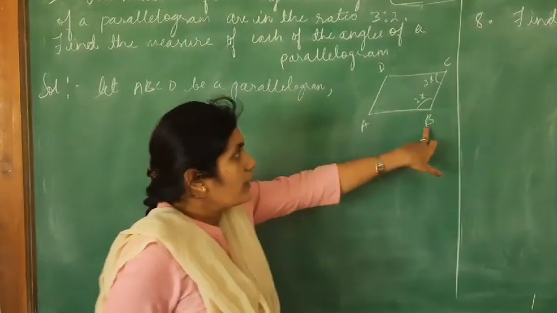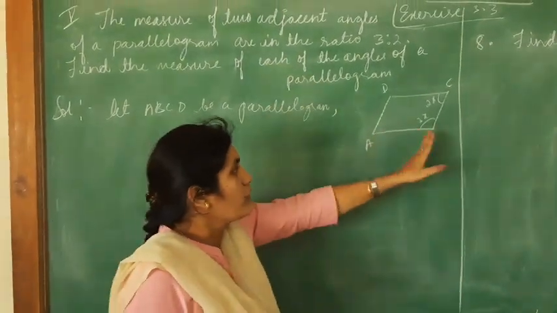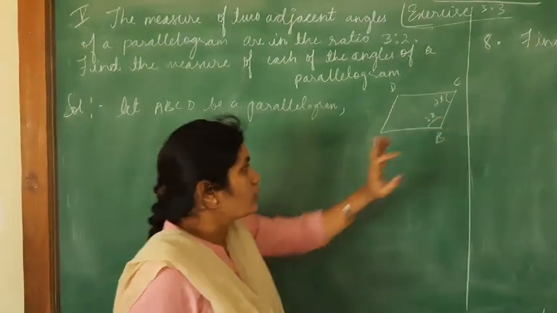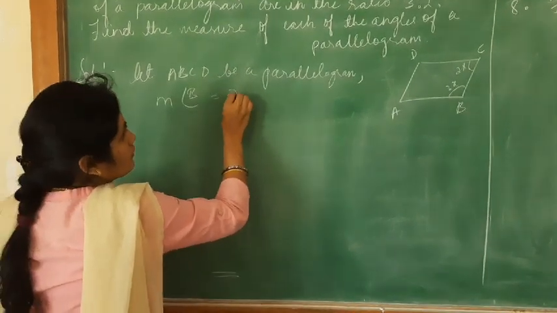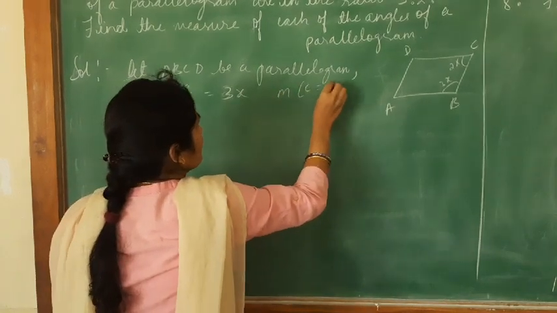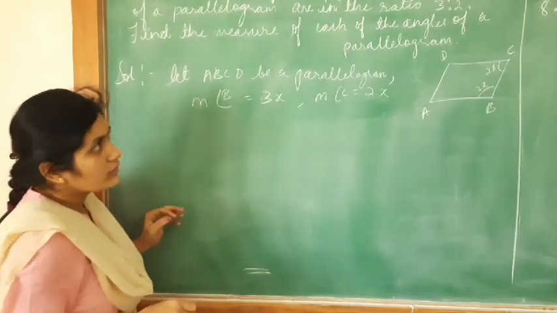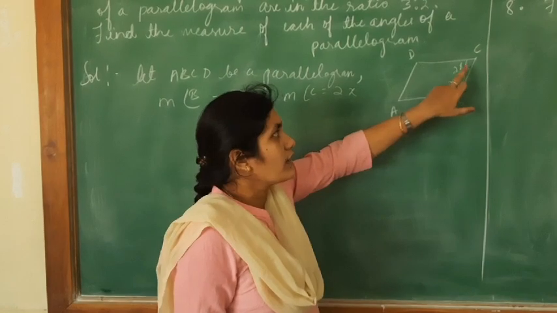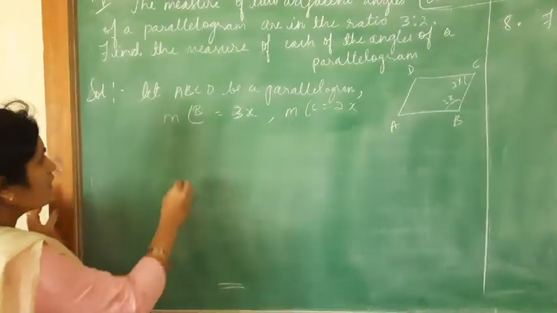Where angles B and C are given, or here only two adjacent angles I have given, any two adjacent angles you can take. I am considering B and C, 3x and 2x. So the measure of angle B is equal to 3x, and the measure of angle C is equal to 2x. These are the two angles, and the adjacent angle property of the parallelogram is, if you add two adjacent angles, they will be supplementary, that is the sum will be 180.